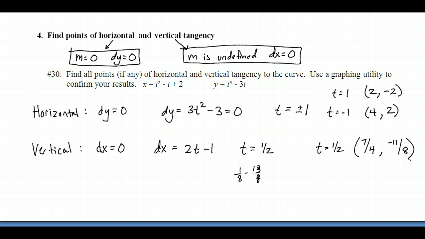So pretty easy to do that one. It's just that number 3 that's kind of a bear.